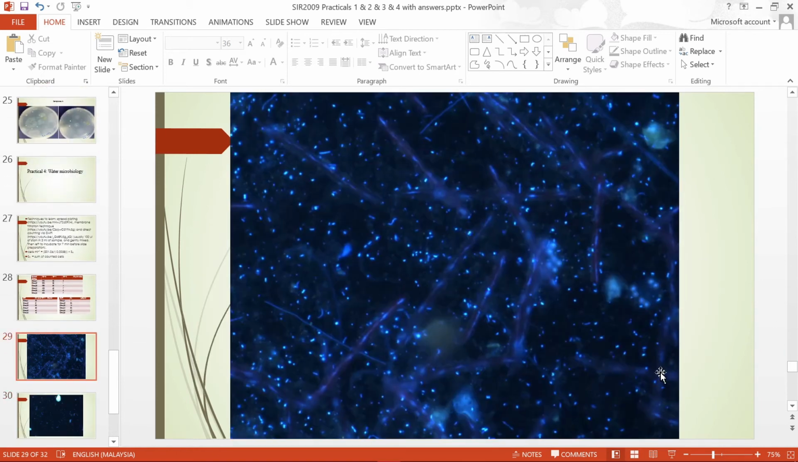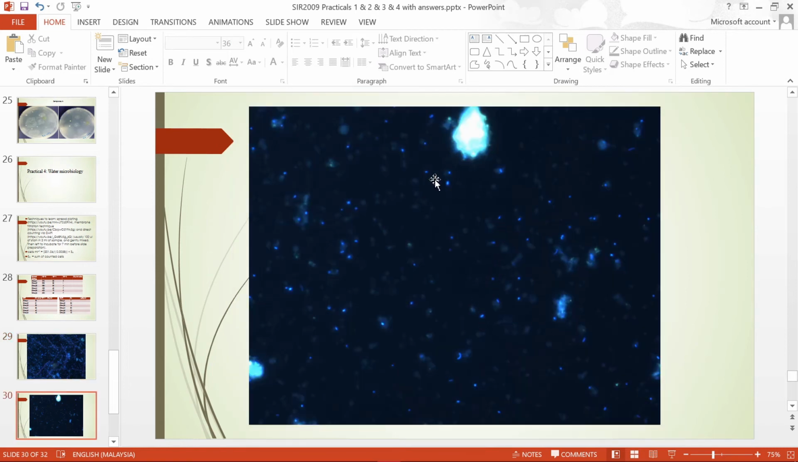So these are microscope fields, micrographs of DAPI stained samples. The blue dots here are the bacteria. Similar here, the small blue dots are the bacteria. If you have a very large patch like this, it is not bacteria because it is too big to be a bacterium. This is about 1,000 times magnification. The bacteria should be this size.